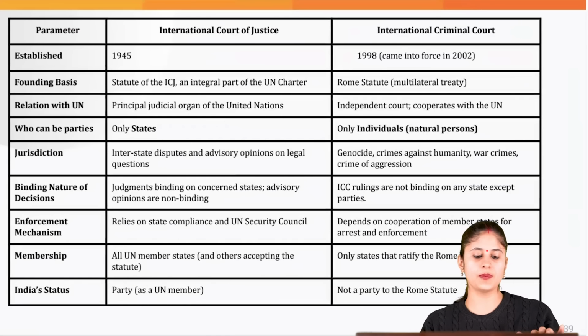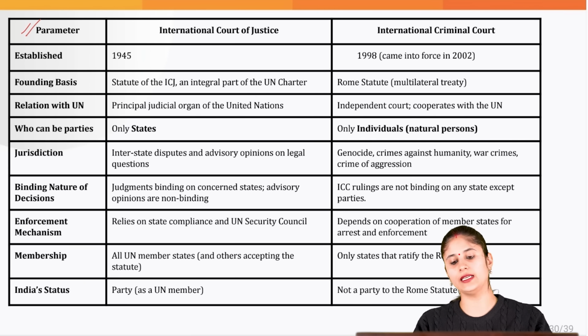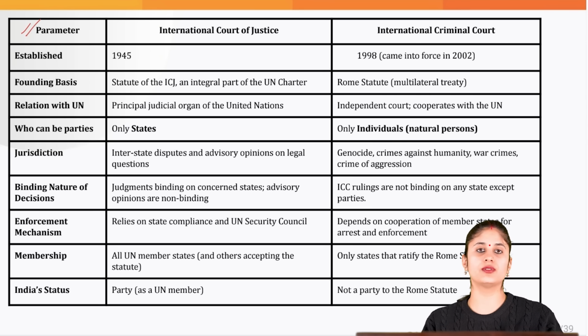Now, from a prelims perspective, it is very important that you understand the differences between the ICJ and the International Criminal Court. So, you can just refer to this particular table I have put for your reference. With this, let's move on to the next topic.